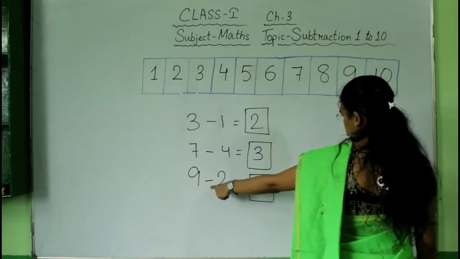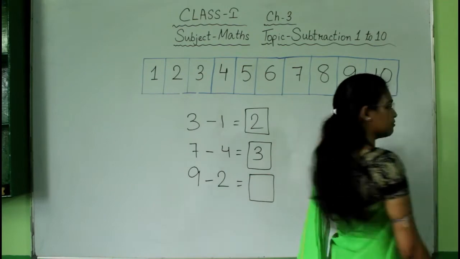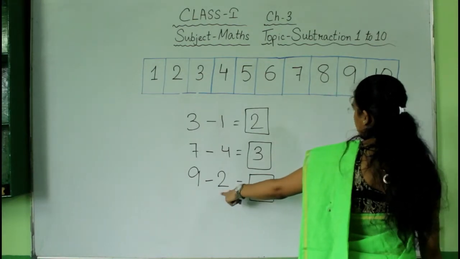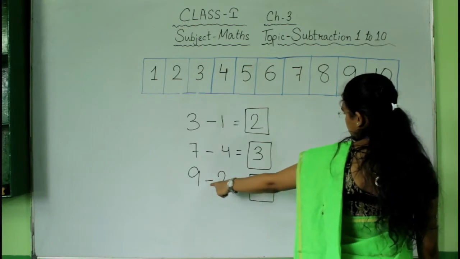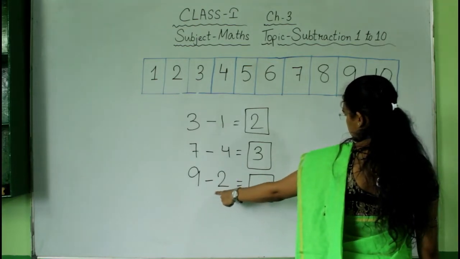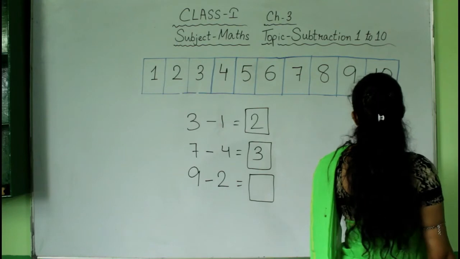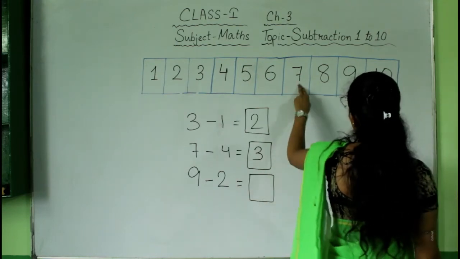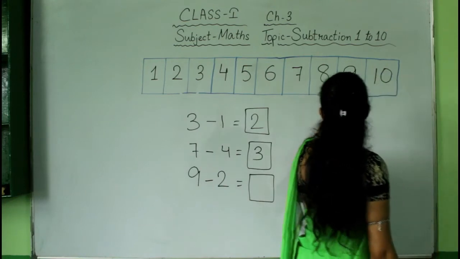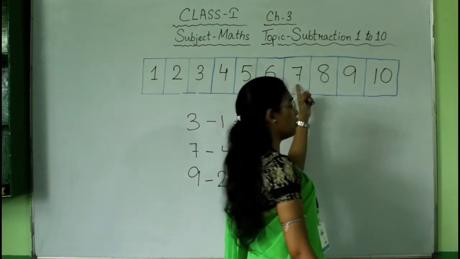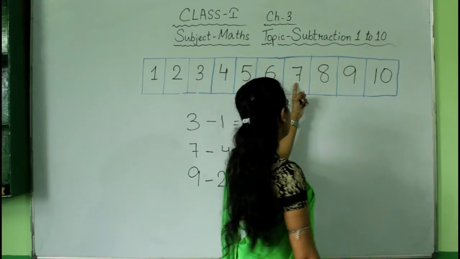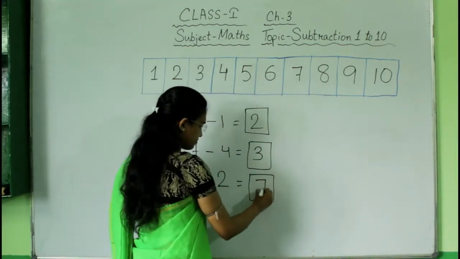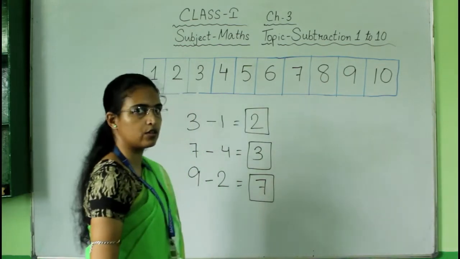Now what we have to do? We have to subtract. That means we have to go backward. And how many steps we have to take backward? 2 steps. Because it is written here in the question, minus 2. So if I am taking 2 steps back, then where I will be? 1, 2. Now I am in which number? Number 7. So 9 minus 2 equals to 7. Okay?